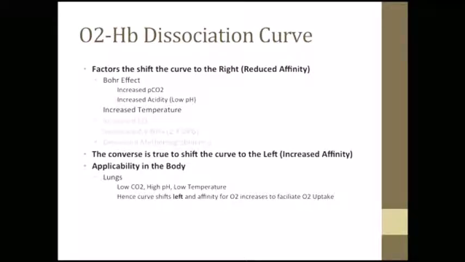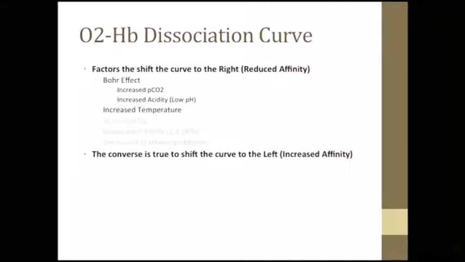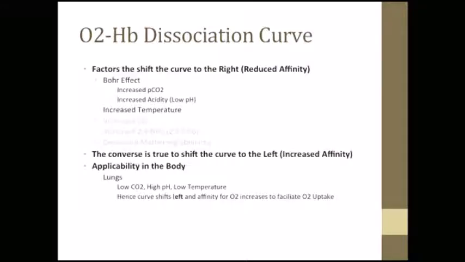At the same time, you want to know that in the lungs, there is also a higher PO2. So the higher PO2 means that it is higher on the curve as well. So it's not just shifting the curve, it also acts along the curve. So there's two things, okay? Low CO2, high pH, low temperature will shift the curve to the left and increase affinity. At the same time, you have a higher PO2 in your lung, which allows you to have a higher O2 sat.